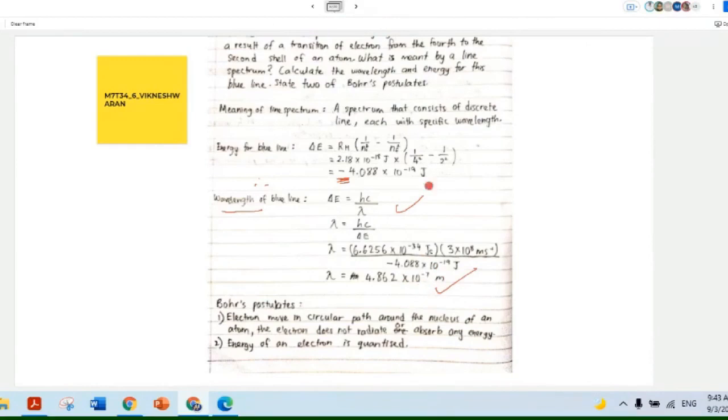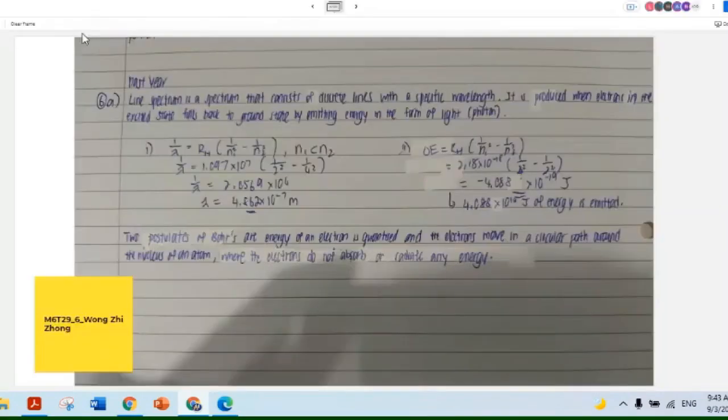Okay, next, Wong. Postulates. So how many postulates are there for Bohr's atomic structure? I got 4. Okay, so you mentioned the first one is? The energy of an electron is quantized. But then there's the second one. The first one is the electrons move in a circular path around the nucleus of an atom, where the electrons do not absorb or radiate any energy.